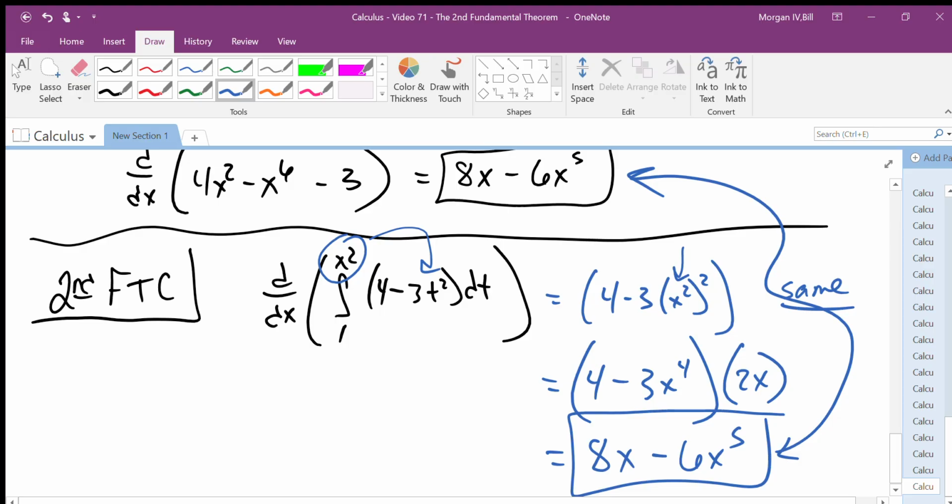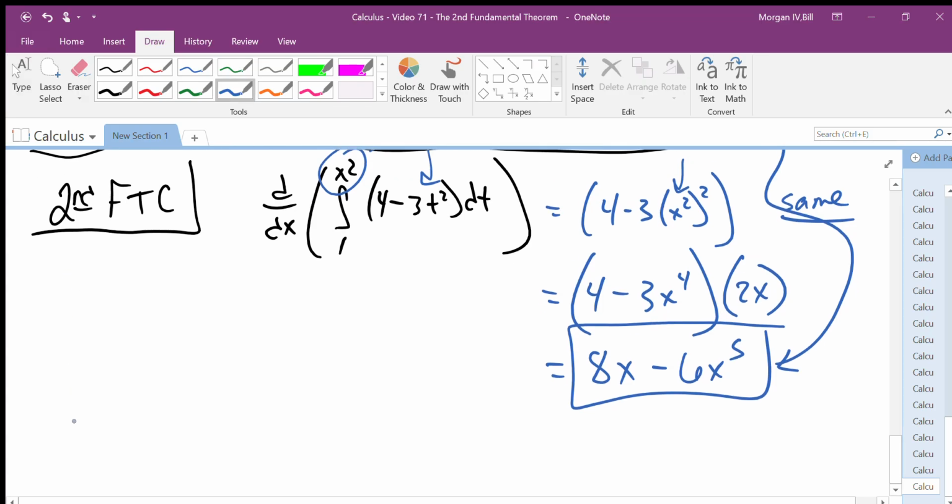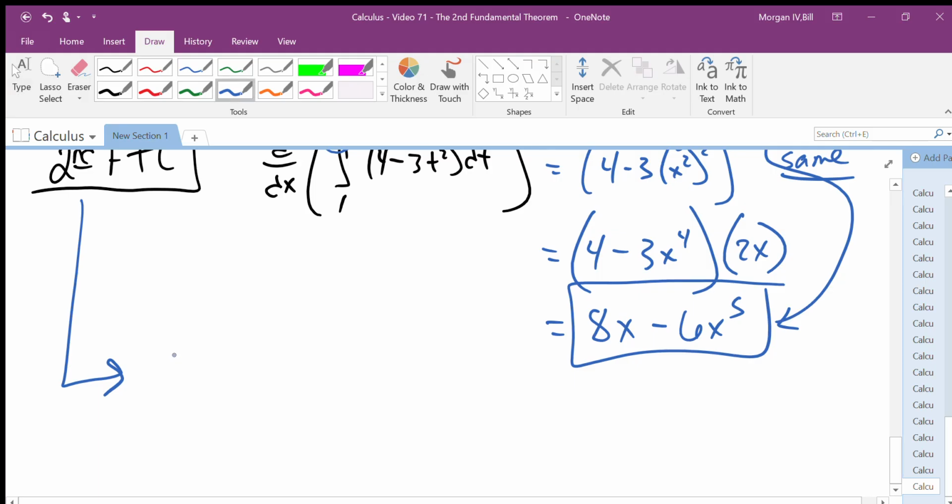So, as a recap, if your upper bound here is a function of x and not just x itself, you plug in the x squared, but then you multiply it by the derivative of that upper bound. It looks something like this. The more general form of the second fundamental theorem of calculus says if you have the derivative with respect to x of the integral from a to some function of x, let's call that g of x, of f of t dt.